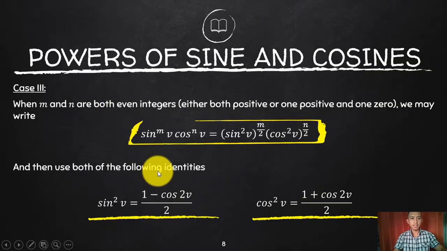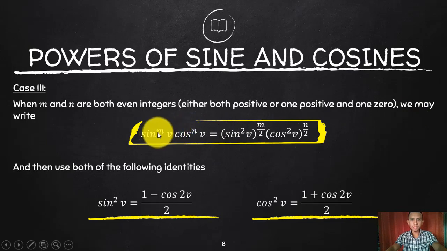Okay, so here's your case 3, still under your powers of sine and cosine. This time, when m and n are both even integers, none of them is odd. So we cannot do what case 1 and 2 suggest, wherein we factor out 1. By the way, either both of them are positive even, or one is positive and the other is 0. 0 is still considered as even. So this is what we will be doing.